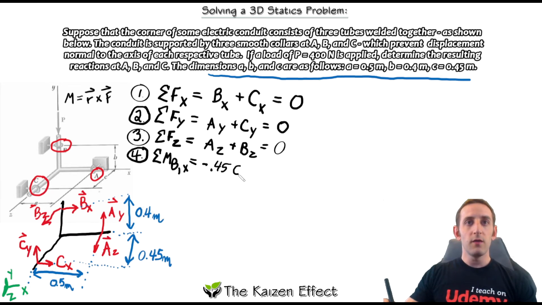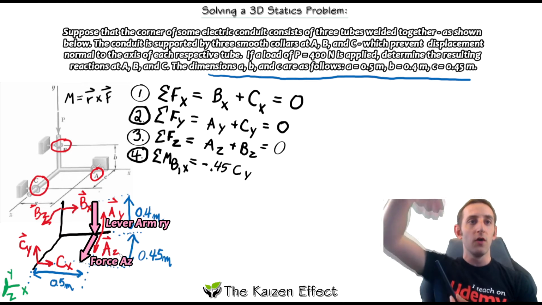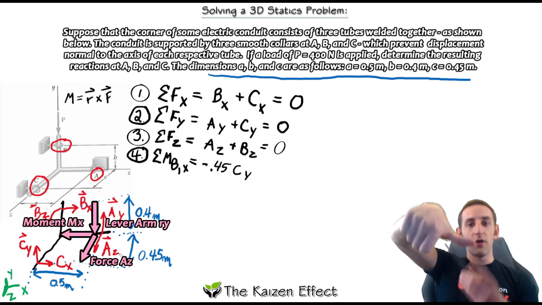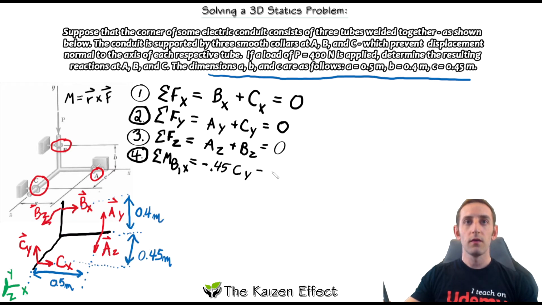Then we're going to have another term. The term we're going to have is actually AZ, because we're moving down in the Y direction, and then we have a force in the Z direction. So you go down, you pull in the Z direction, and that gives you your thumb going in the negative direction. So that gives a negative 0.4 AZ equal to 0. All right.